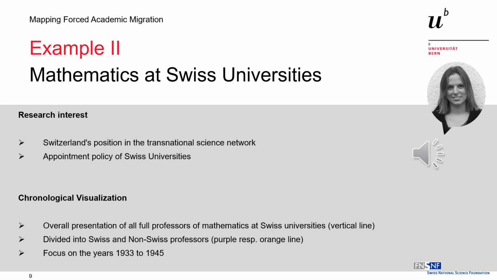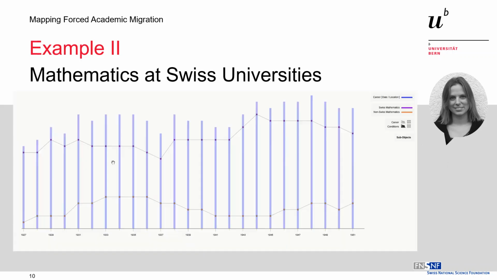The following example highlights the development of full professors for mathematics in Switzerland and aims to show the possibilities of a chronological visualization. This chronological visualization shows the total number of full professors of mathematics at Swiss universities, sorted by year and subdivided by Swiss and non-Swiss. It can be seen that the majority of professors in the period under consideration were Swiss. The number of foreign professors reached a peak in 1933.